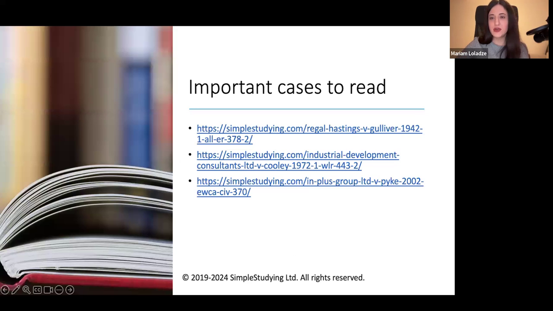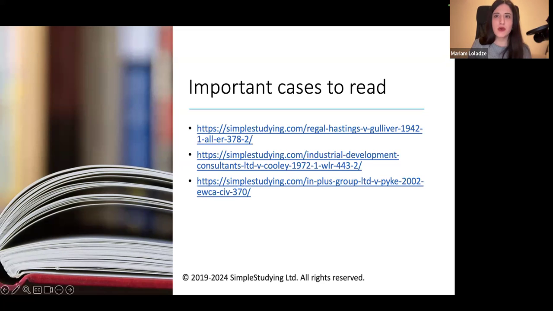Important cases to read: Regal Hastings, one of the most important cases about fiduciary duties, and Industrial Development Consultants Ltd versus Cooley. All these cases are published on our platform. You should read them to be well prepared for your equity exams and to be prepared to answer a problem or essay question on fiduciary duties.